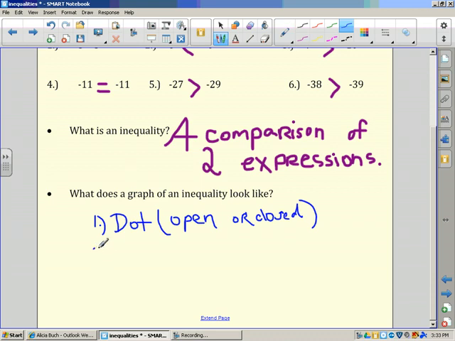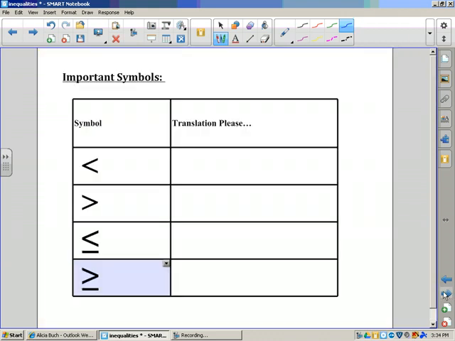And the second thing, there's going to be some sort of shading that will need to be done, which again we'll discuss. And the third thing is there needs to be an arrow. And we're going to need that arrow to show that the graph continues on forever. So those are the 3 components that you're going to have in every graph of an inequality. So you should have those written down. And we're going to move on.